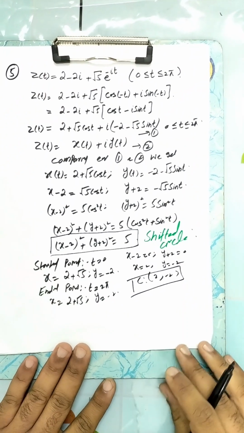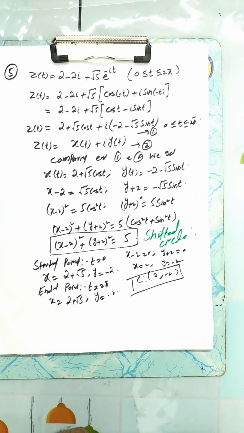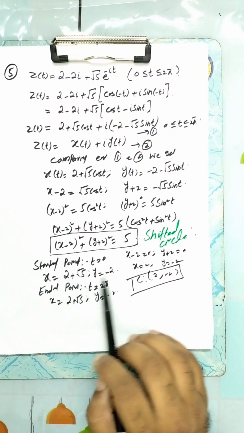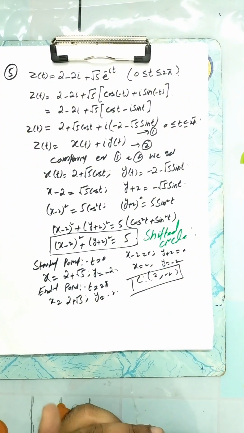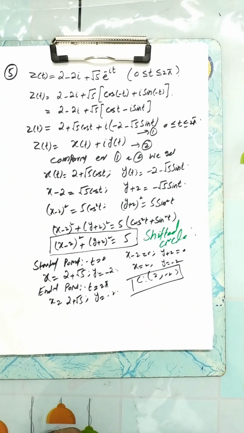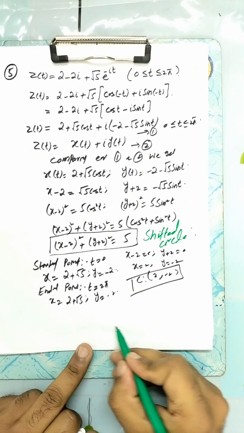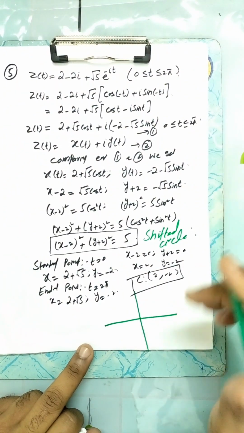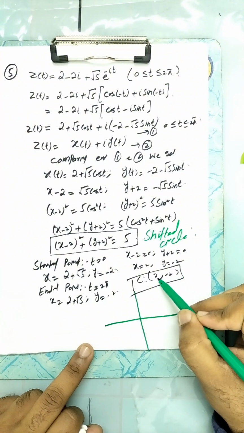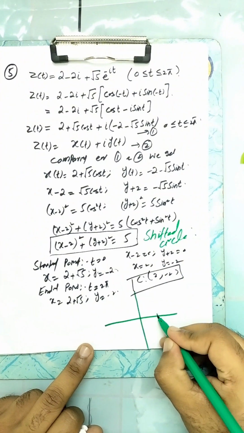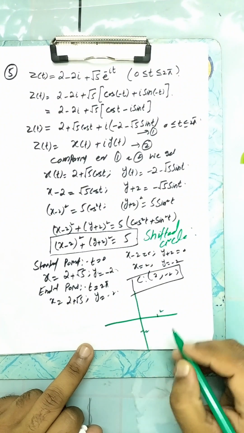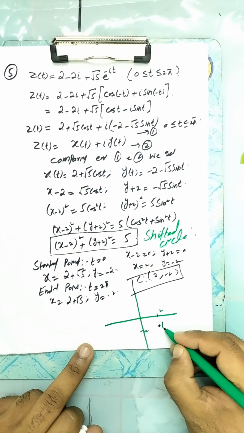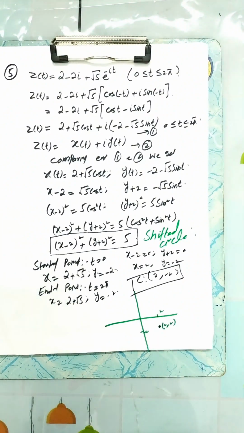Now we draw the path of our curve, and this is so simple. We note that here x is positive and y is negative, and in which quadrant is x positive and y negative? So we draw the sketch of our curve. First we put the center: x is equal to 2, and here y is equal to minus 2. So this is our point, the center of our circle.